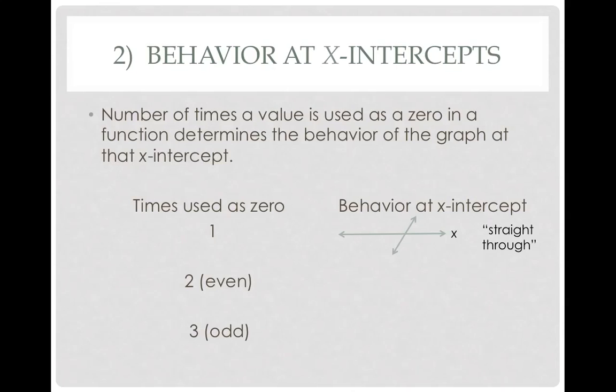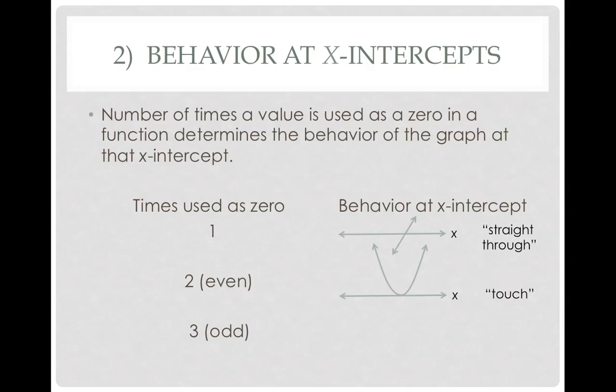If the number is being used as a zero twice, or really any even number of times, then we would expect the behavior to look like a quadratic, like a parabola. And so at the given zero, the graph would just touch the x-axis and then go back the way it came. So we're not actually going through the x-axis, we're just touching at that particular value.